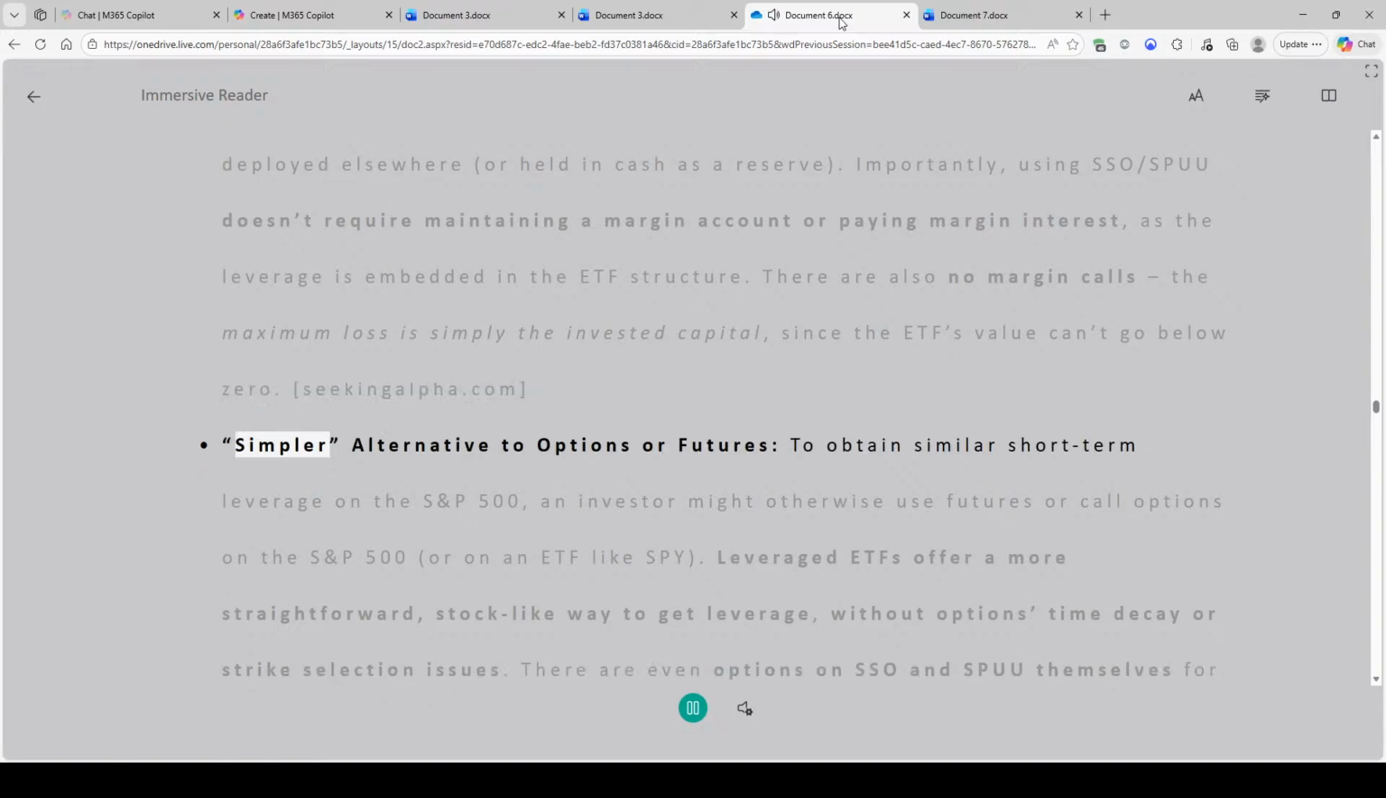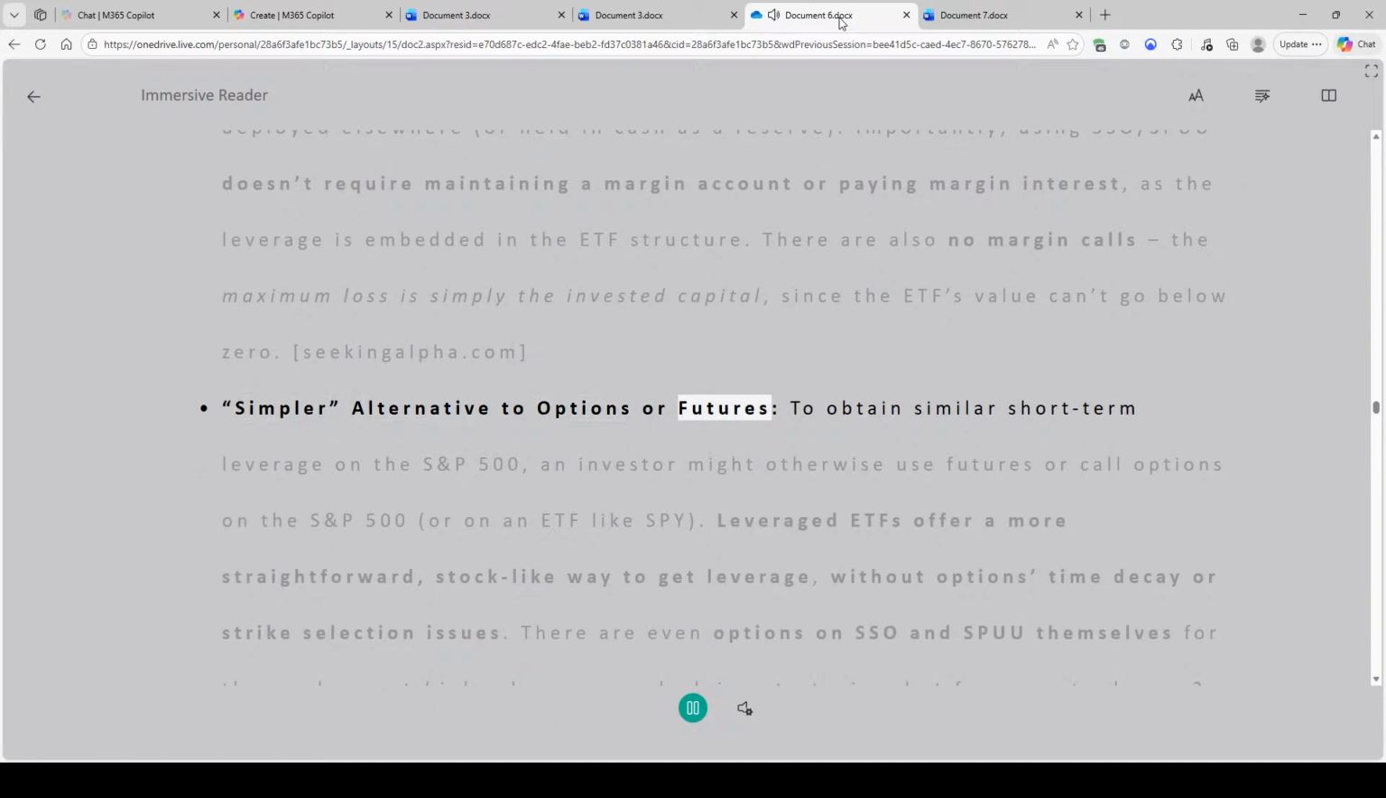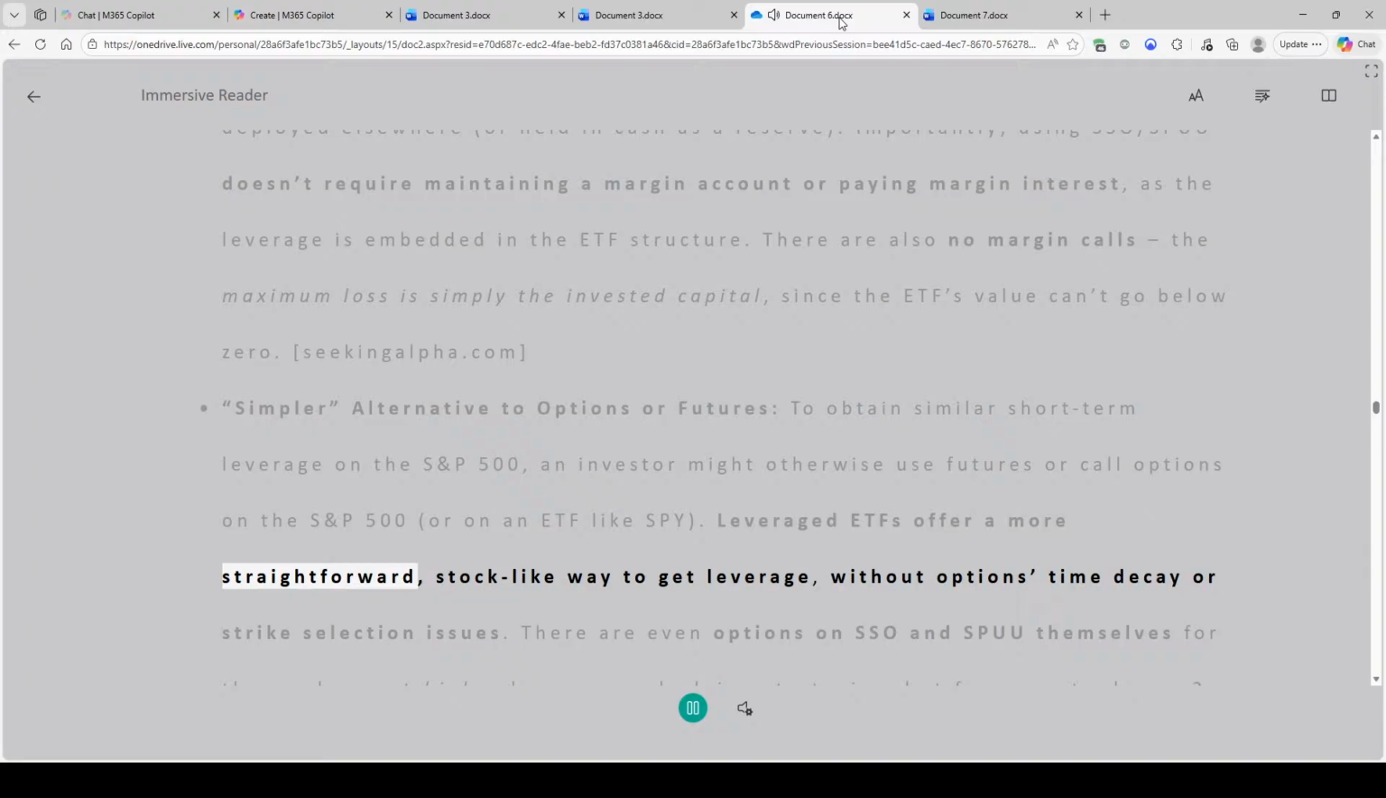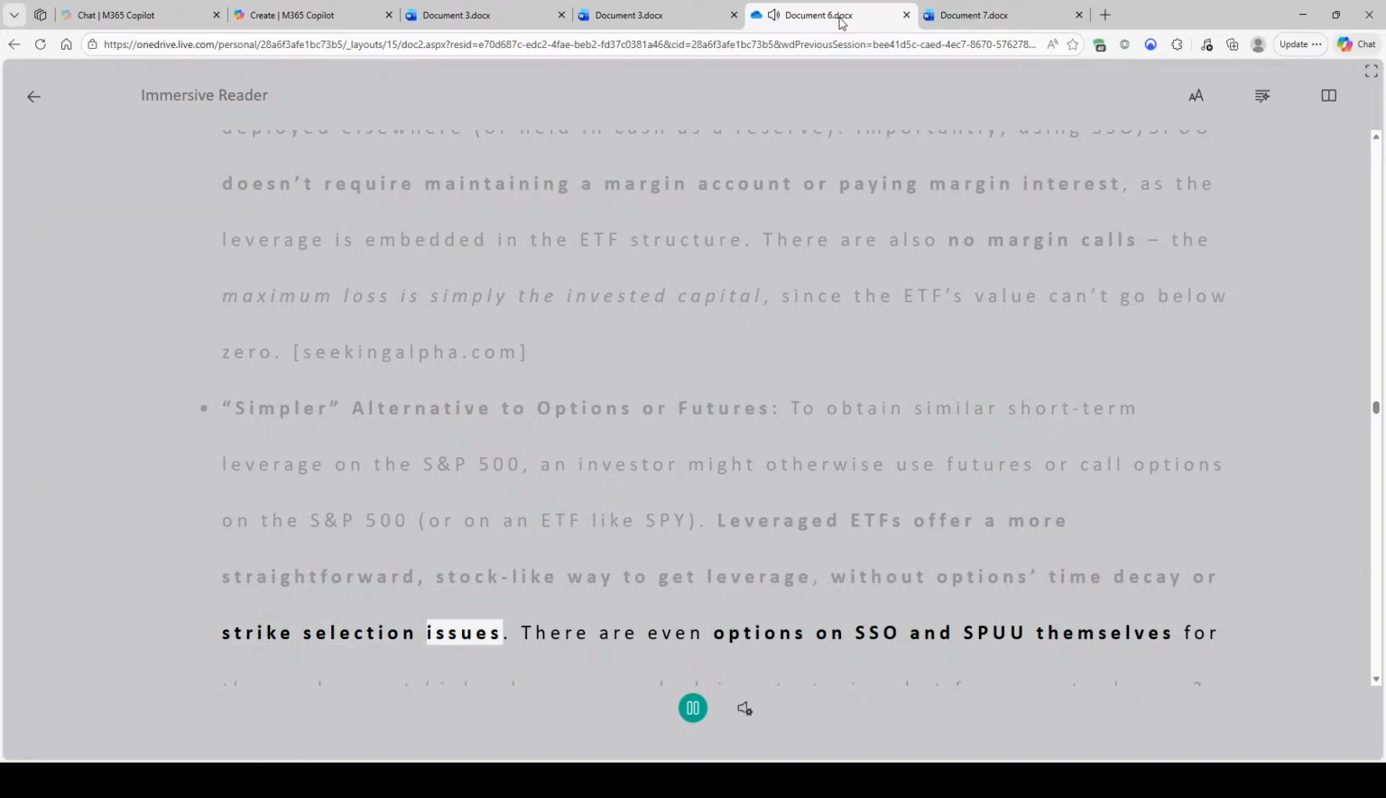Simpler alternative to options or futures. To obtain similar short-term leverage on the S&P 500, an investor might otherwise use futures or call options on the S&P 500, or on an ETF like SPY. Leveraged ETFs offer a more straightforward, stock-like way to get leverage, without options time decay or strike selection issues.